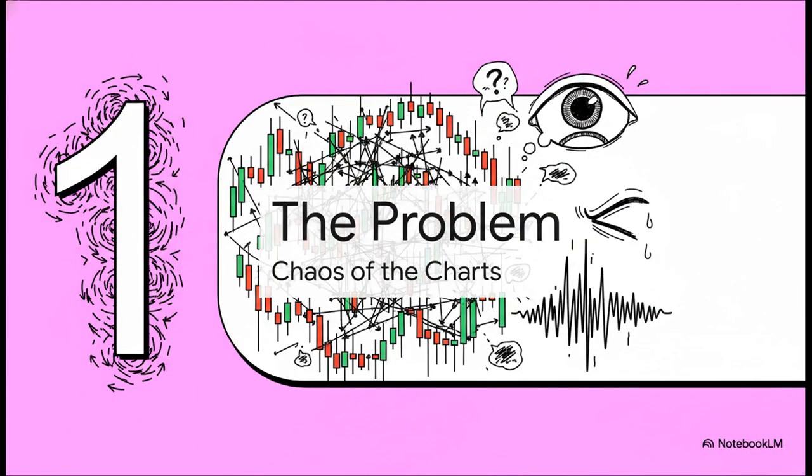So, where does all this chaos come from? Well, a lot of the time, it's the standard candlestick charts themselves. They're designed to show every single little price fluctuation, which is accurate, but it also creates a ton of visual noise that can make it really tough to see what's actually going on.